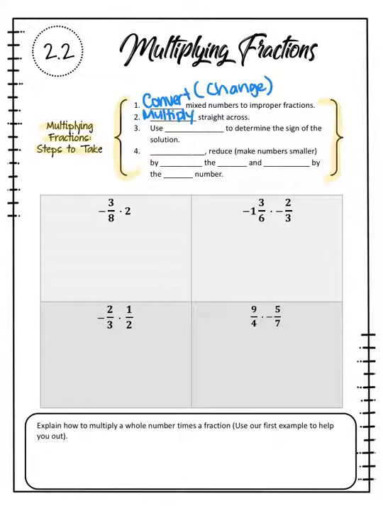As always, we use our dead man to determine the sign of the solution. If there's at least one negative, then you are going to be using your dead man. And then you are going to be simplifying or reducing. You're going to basically be making the number smaller by dividing the top and bottom number, also known as the numerator and the denominator, by the same number.